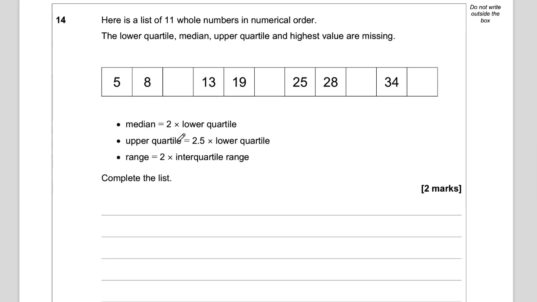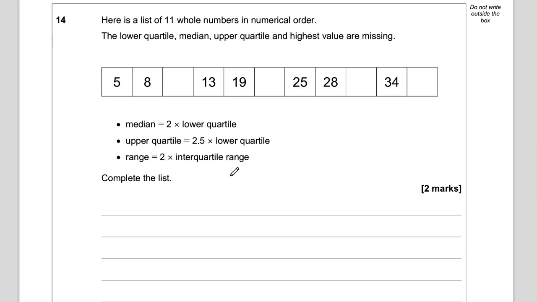Question 14. Here is a list of 11 whole numbers in numerical order. The lower quartile, median, upper quartile, and highest value are missing. The median is 2 times the lower quartile. The upper quartile is 2.5 times the lower quartile, and the range is equal to 2 times the interquartile range. Complete the list.